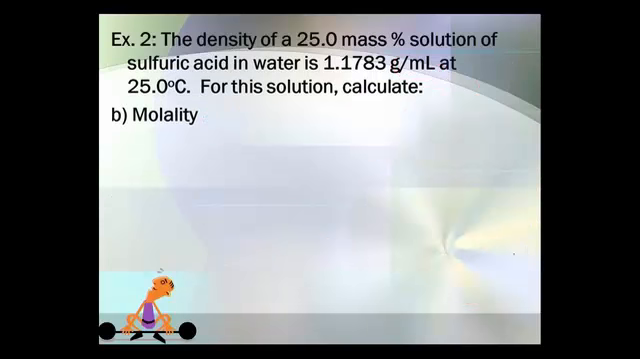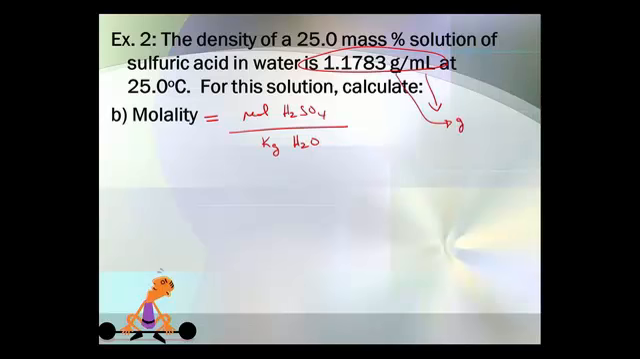Now let's calculate the molality of the solution. Molality is moles of solute, which is sulfuric acid, divided by the kilograms of the solvent, which in this case is H2O. Let's go back to this equation. Remember that 1.1783 is the mass of the solvent plus the solute. We already know that 25% of it is sulfuric acid, therefore 75% is water. So let's focus on calculating the kilograms of water.